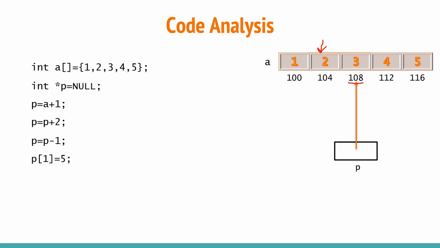So when I write p of 1, it means you are as good as writing p equal to p plus 1, then writing the value 5 at that location. So after 108, the next memory address available is 112. So this value 5 gets written to the element at the fourth position. So this becomes 5. This is shown in the animation like this. So by looking at the memory diagram, you can easily analyze various seemingly complicated code for pointers.